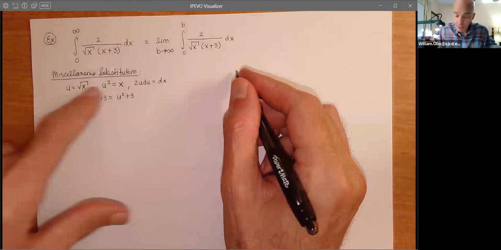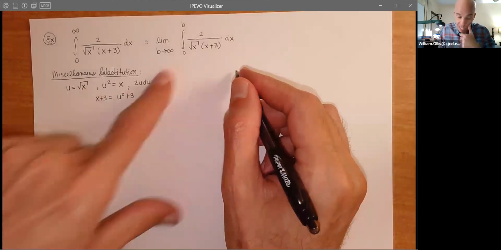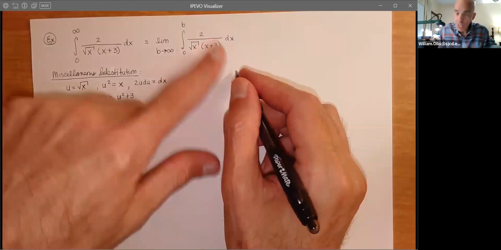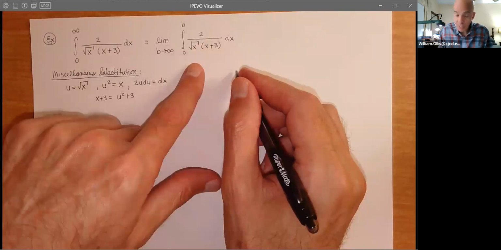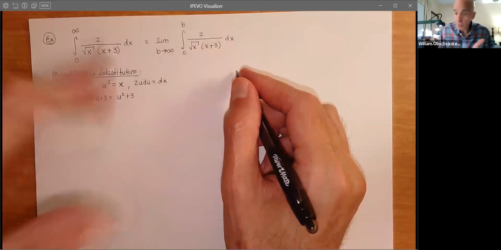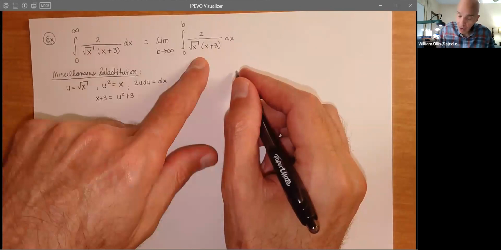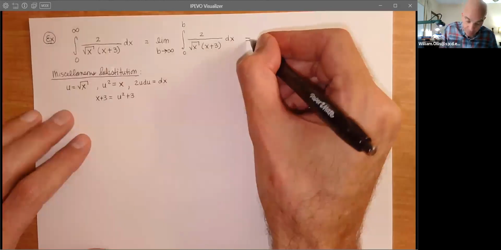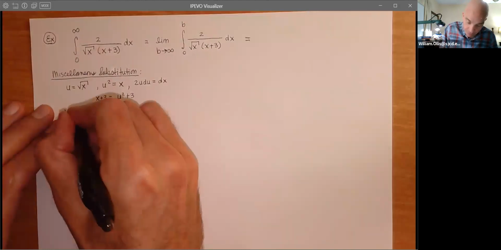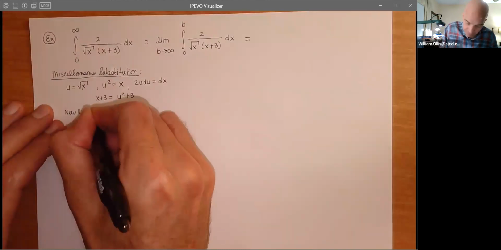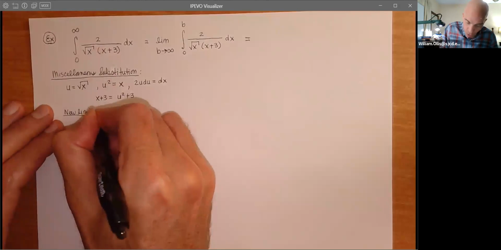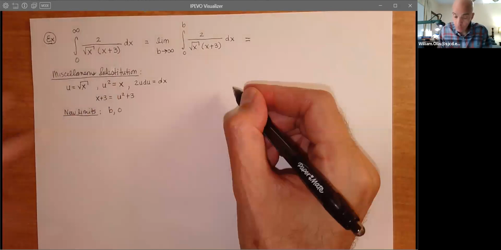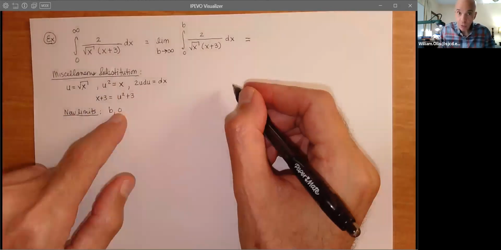Again, we have 0 as the lower limit, and of course we have infinity as the upper limit, so we don't have to worry about making any changes here. Maybe I could have held off on this before we did this, but this is still true. Now we can do this with confidence, so we'll just say new limits will still be b and 0. That is, b will pass to infinity and 0 is just 0.